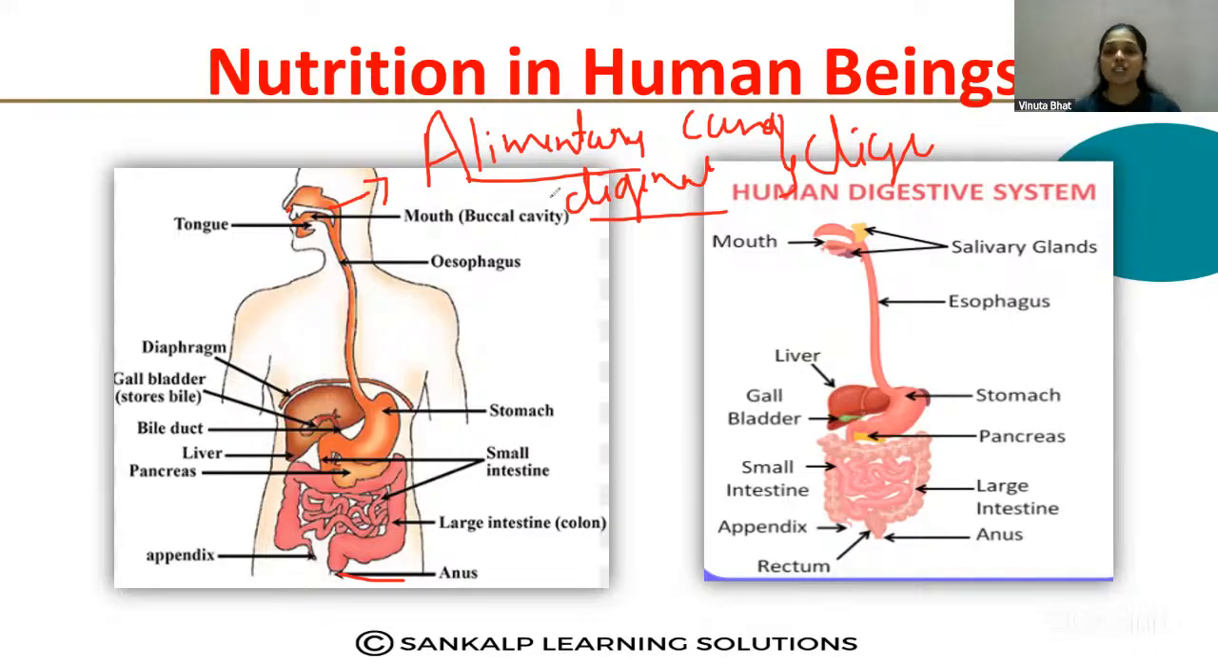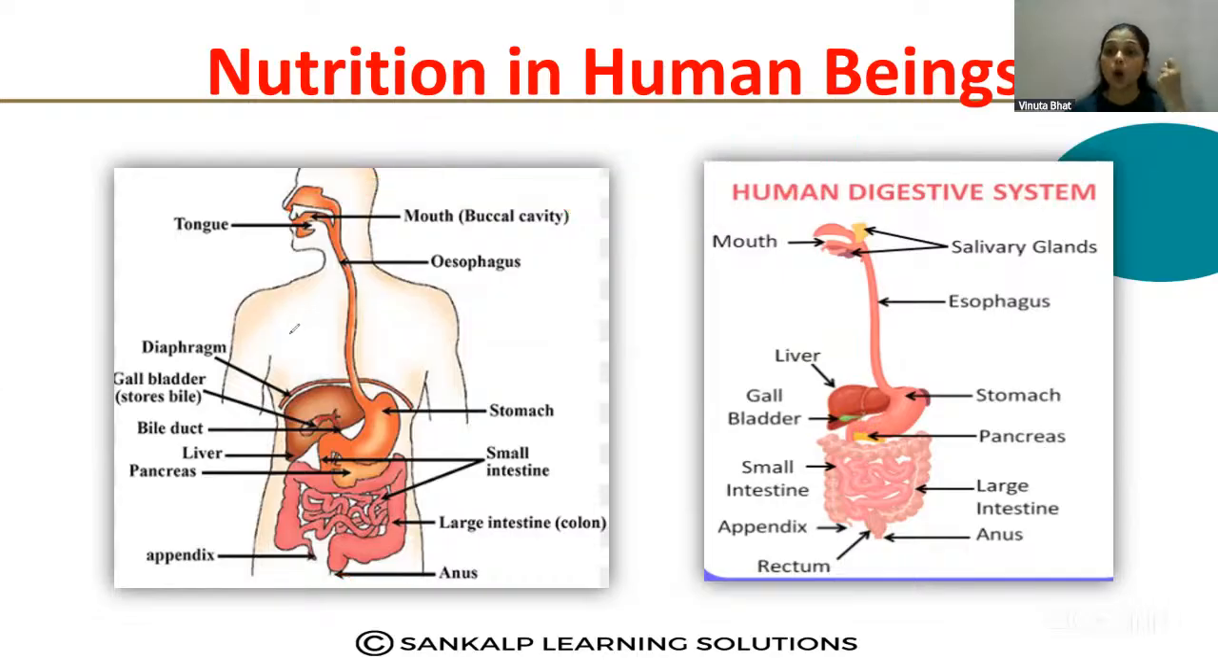Digestion in human beings means converting the complex nutrients into simple forms. Here you can see the alimentary canal, which starts with the mouth and ends with the anus. Let us learn the different steps present in the nutrition in human beings.